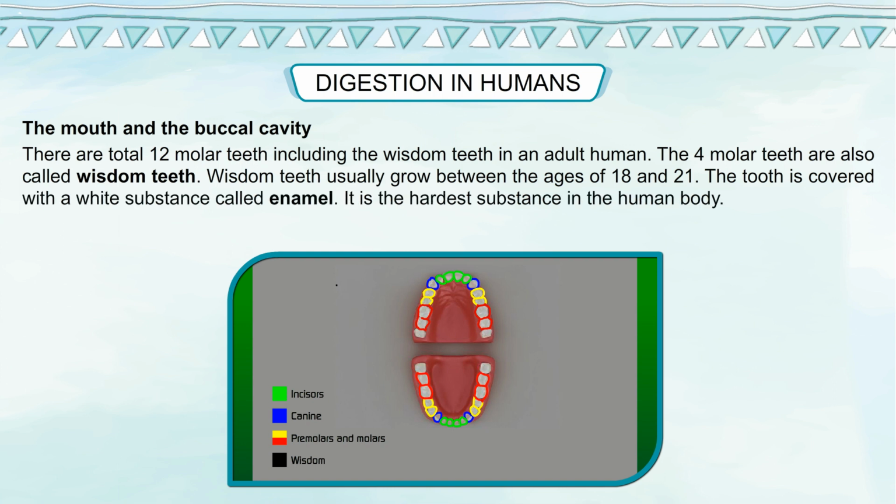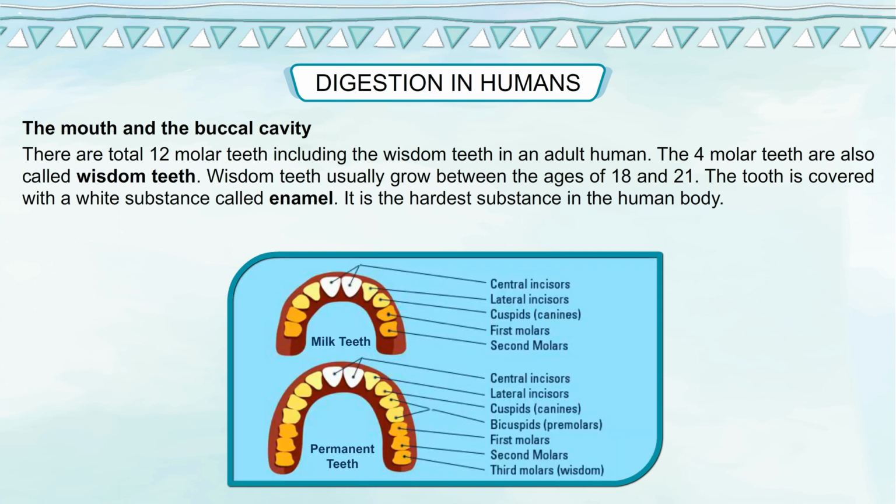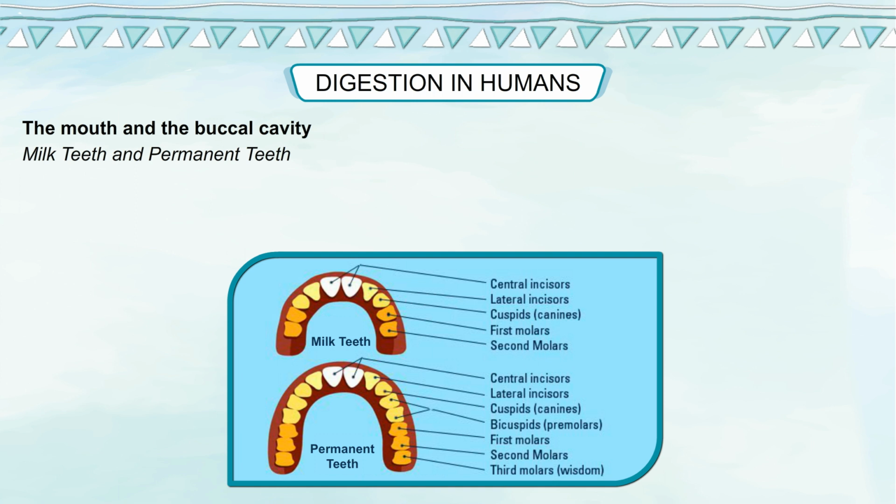The tooth is covered with a white substance called enamel. It is the hardest substance in the human body. Milk teeth and permanent teeth.